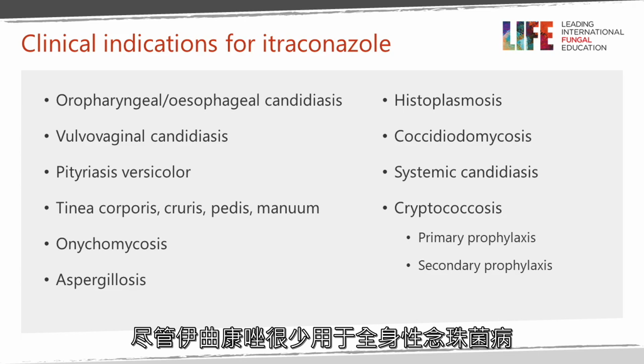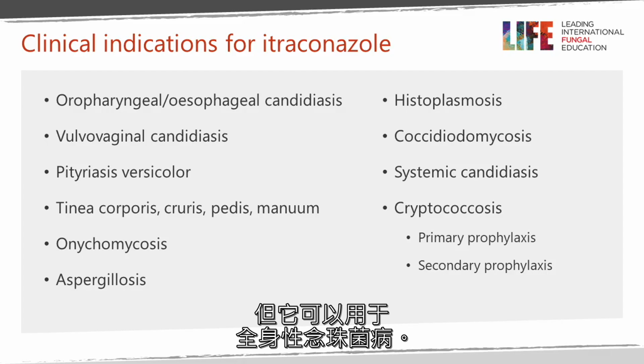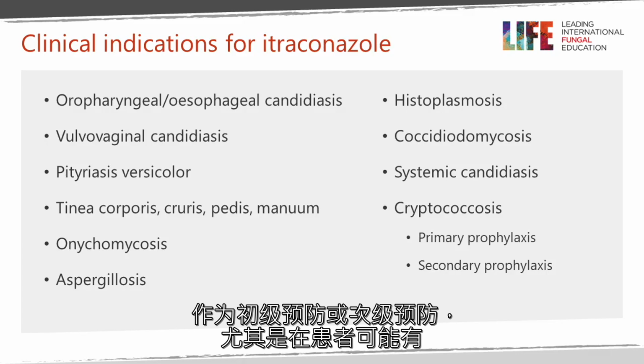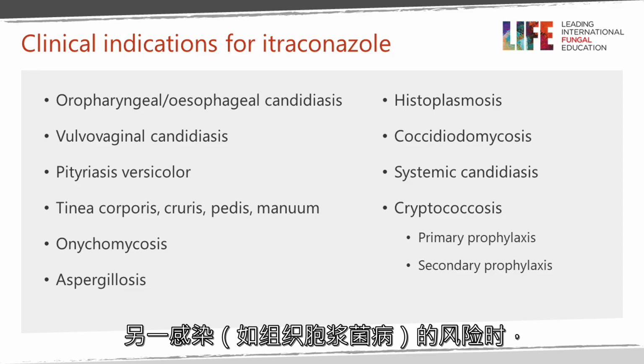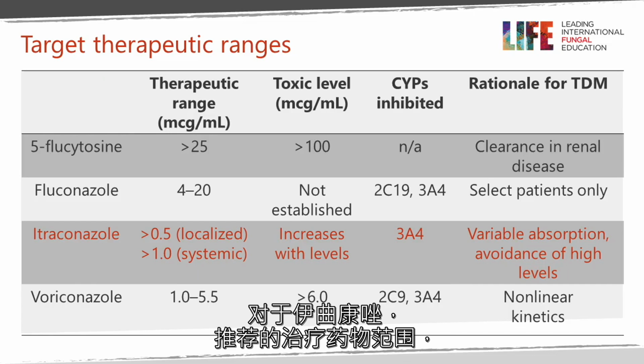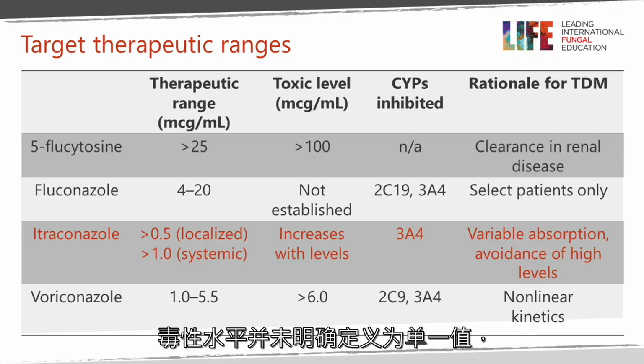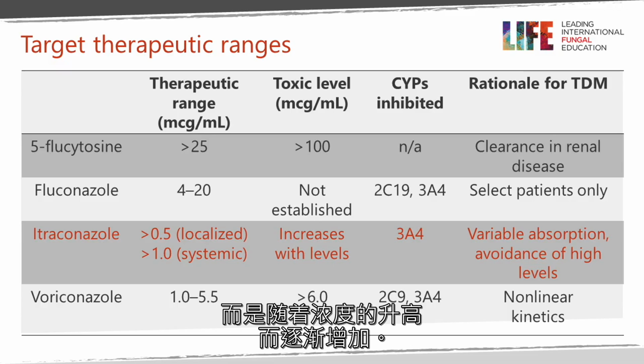It has a license for systemic candidiasis, although is infrequently used for that, although itraconazole is active against most species of Candida. And it's also used for cryptococcosis in some patients as primary prophylaxis or secondary prophylaxis, particularly if patients are at risk of another infection such as histoplasmosis or have a dual or triple infection. The therapeutic drug ranges that are recommended for itraconazole with HPLC levels are more than 0.5, and more than 1 if you have a systemic infection. And a toxic level is not clearly defined with a single value, but gradually increases as the levels go up.